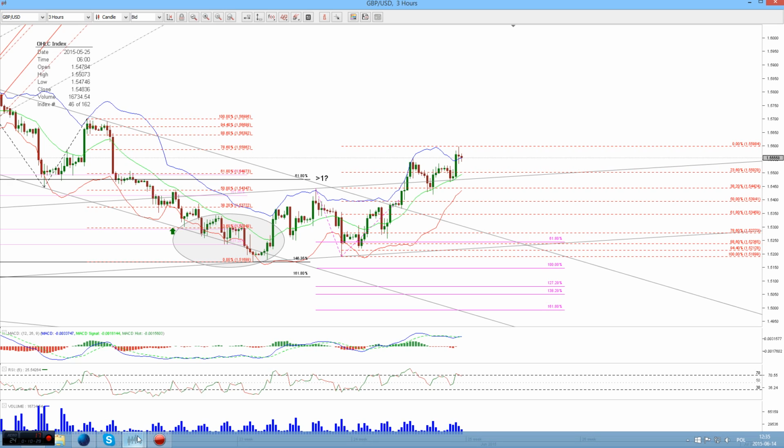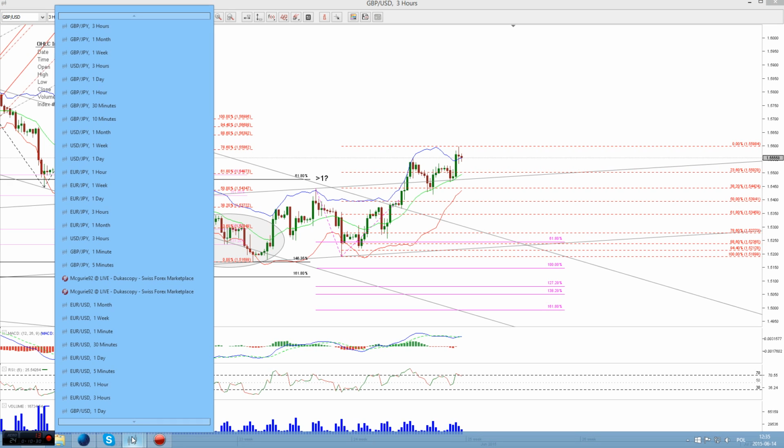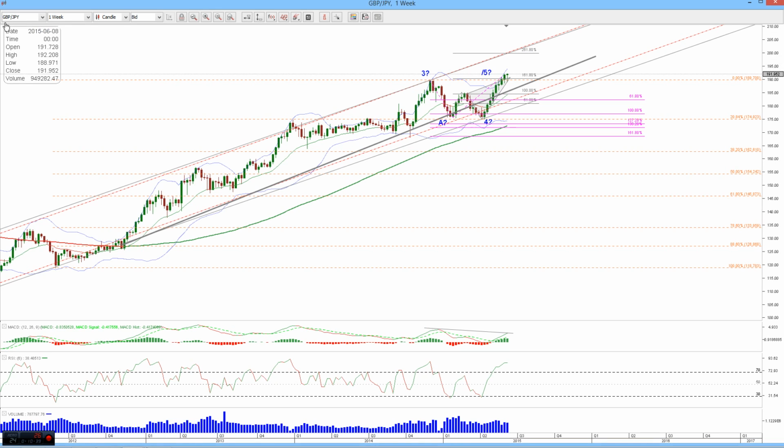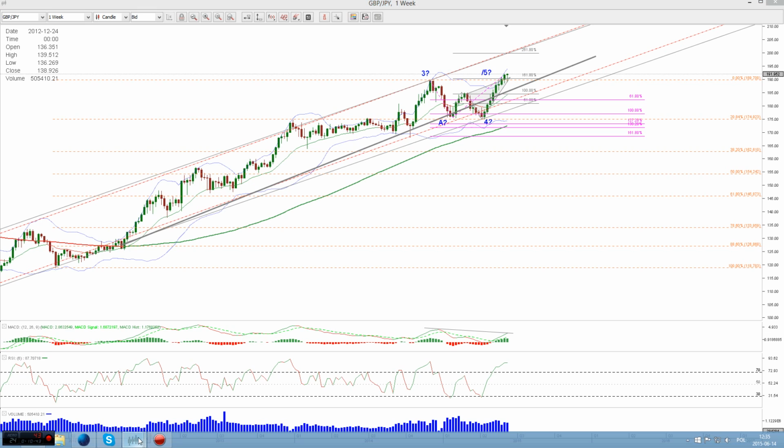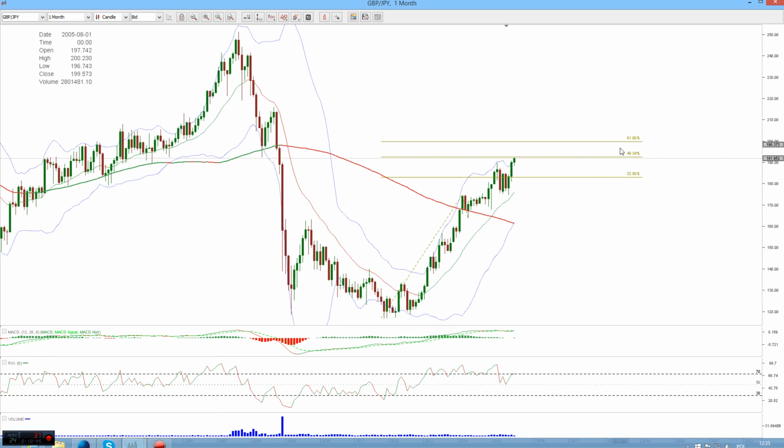Okay, so this is what you can expect on a Great Britain pound USD. I trade very frequently on Great Britain pound Japanese yen. That's my weekly chart. Let's have a look at the monthly, just in order to have it checked as well.